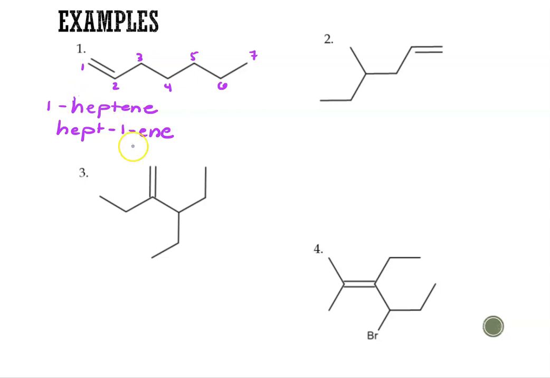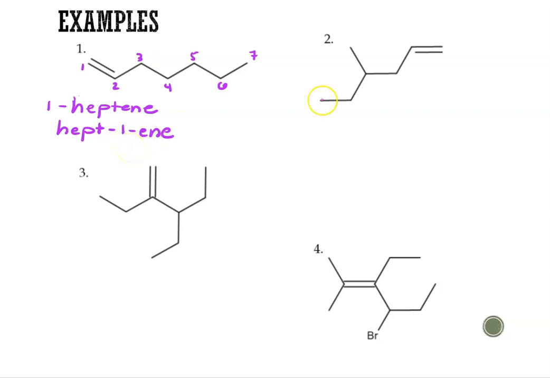I'm not a huge fan of writing it like this because it bothers me to have a number in between a word, but that's just me. So if you see this in your studies or whatever, this is a perfectly acceptable way to write it. I will be writing it where the double bond number goes in front of the name, but you are, again, free to do it this way.